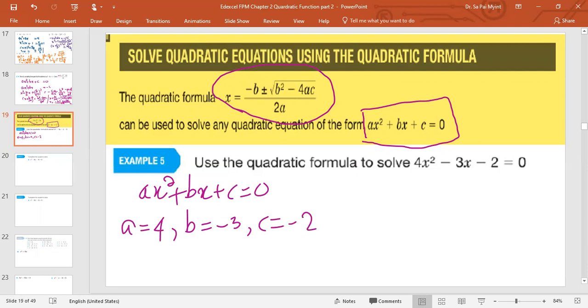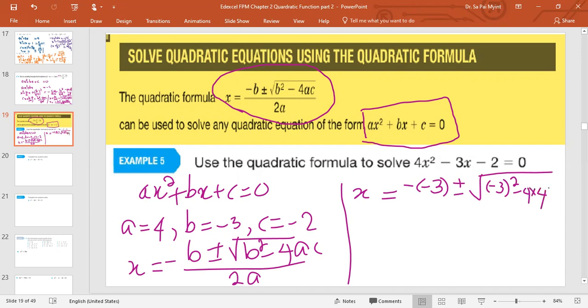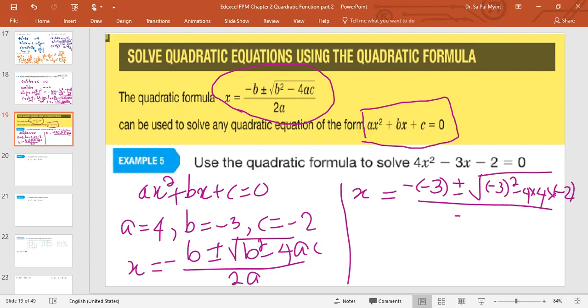And then we have to write the quadratic formula. x equal to negative b plus or minus square root of b squared minus 4ac, over 2a. After that, we substitute in the formula to find x. So x equal to negative b. What is b? b is minus 3, so negative of minus 3, plus or minus square root of b squared, minus 3 squared, minus 4ac. What is a? a is 4. What is c? Negative 2. Divided by 2a, 2 times 4.